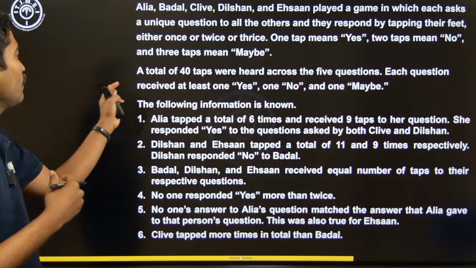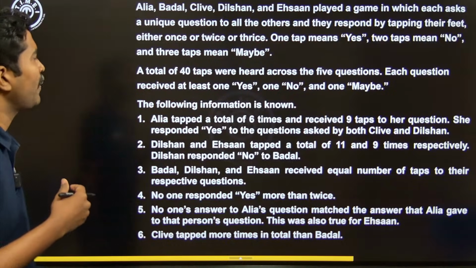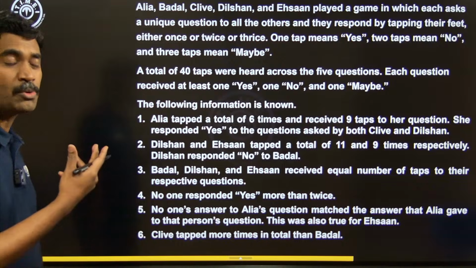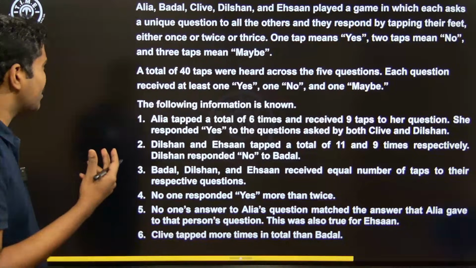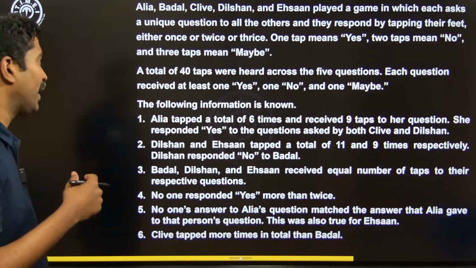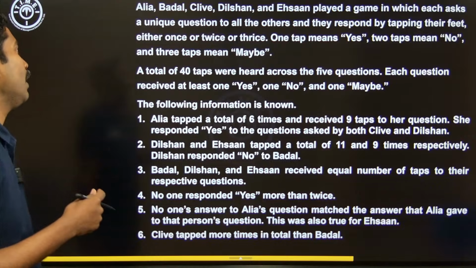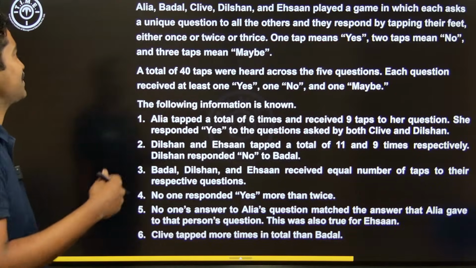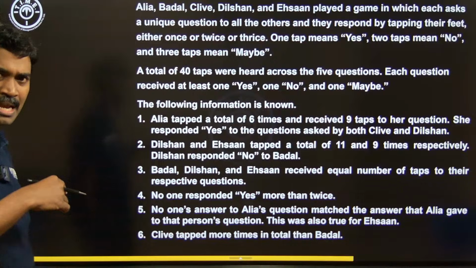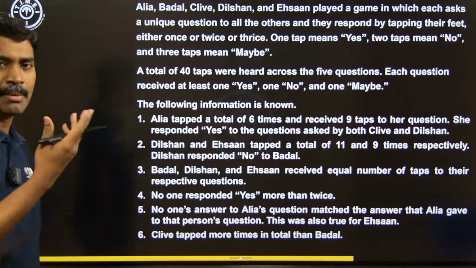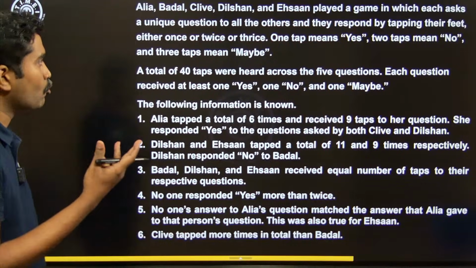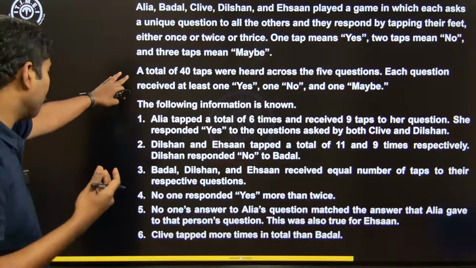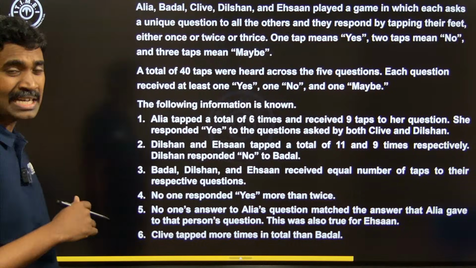Okay, a total of 40 taps were heard across the 5 questions. All right, 5 questions were asked, 40 taps were given. Feels like a distribution puzzle. Each question received at least 1 yes, 1 no, and 1 maybe. All right, yes would be 1 tap, no would be 2 taps, 2 plus 1 is 3, 3 plus 3 is 6. So each question got at least 6 taps. 6 5s are 30. The remaining 10 are because some were no's and some were maybes. A little more. Okay, I have 6 conditions.